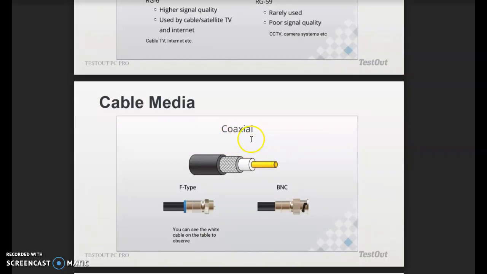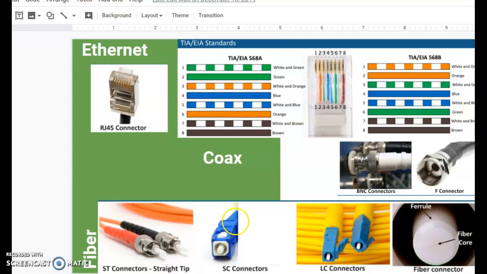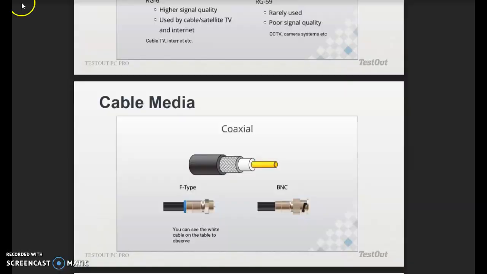What is used with coaxial cable is here, but the connector is what enables us to connect the devices. So the cable transmits the medium, and connectors enable us to send the signal through this cable. We have the F-type that you will see in your homes, and we have the BNC type. You could also see the F-type and the BNC connector here.